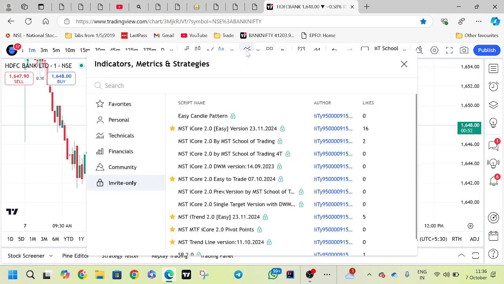Now you have to subscribe to our indicator. Once you are subscribed, our indicator will be visible in invite only. This is the invite only mode. So open the indicator icon, click on it, then directly come to the invite only option and select the indicator MST iCore 2.0 easy to trade version. Just one click is enough. Just close.